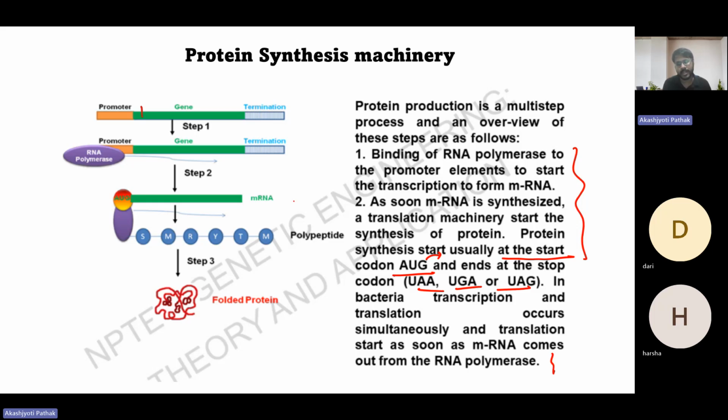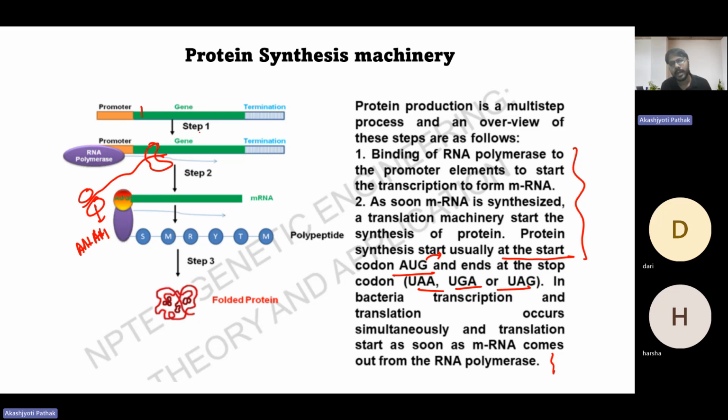Because in bacteria there is no compartmentalization, isn't it? There is no separate nuclear envelope, and so your nucleoid is lying freely in the cytoplasm. As soon as the mRNA starts getting transcribed, the ribosome also will bind. At one site your RNA polymerase is transcribing your gene and your mRNA is getting formed, and at the other end your ribosome will come and bind to this mRNA and start synthesizing your protein molecules. So amino acid 1, amino acid 2, and you will get a polypeptide chain.